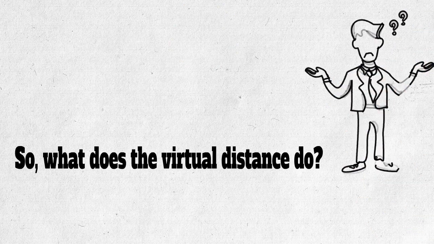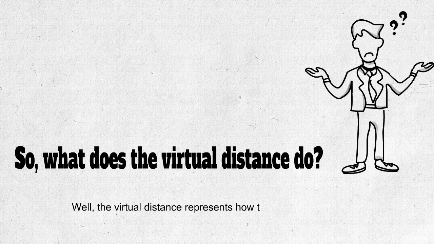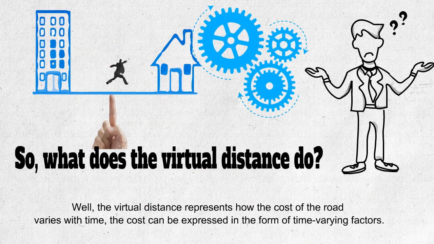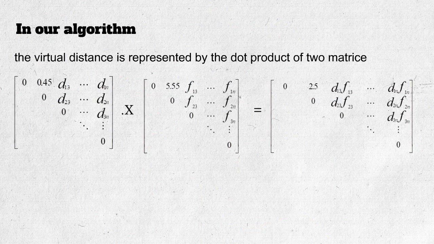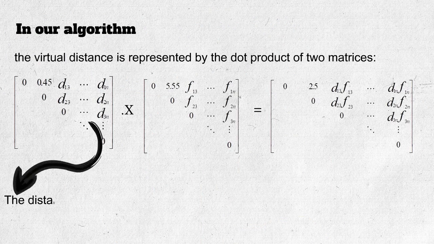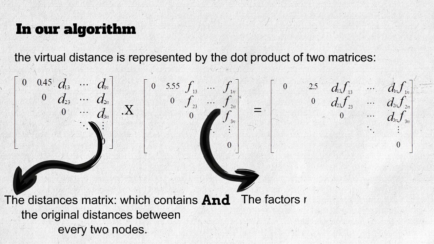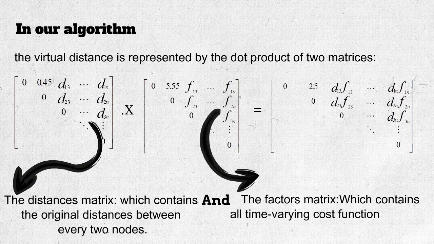So, what does the virtual distance do? Well, the virtual distance represents how the cost of the route varies with time. The cost can be expressed in the form of time-varying factors. In our algorithm, the virtual distance is represented by the dot product of two matrices: the distances matrix, which contains the original distances between every two nodes, and the factors matrix, which contains all time-varying cost functions between every two nodes.